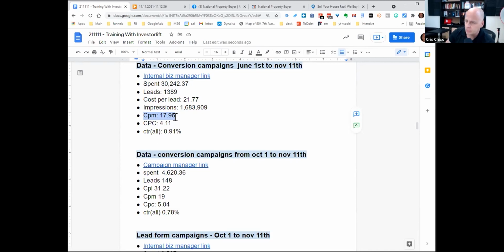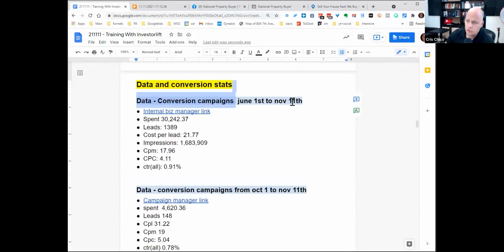And so that's kind of how I look at those. But in the end, the big number is always the cost per lead. And so, okay, these are lead forms. I forgot, just to give you, this is correct. So this is June 1st to November 11th.